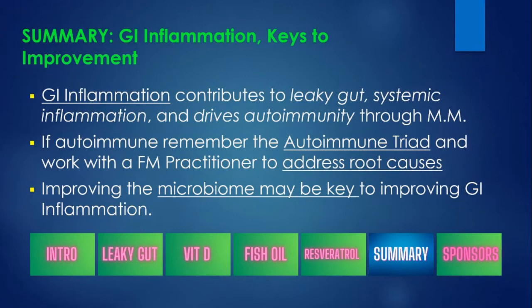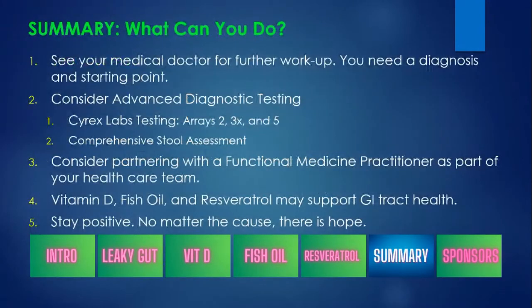Improving the microbiome may be the key to improving GI tract inflammation. If we can change the gut bacteria, remember, symbiotic relationship. We feed them, we help them to flourish and change and grow. They help us, right? So that's the key. So what can you do? Number 1, see your medical doctor for further workup. You need a diagnosis and a starting point.